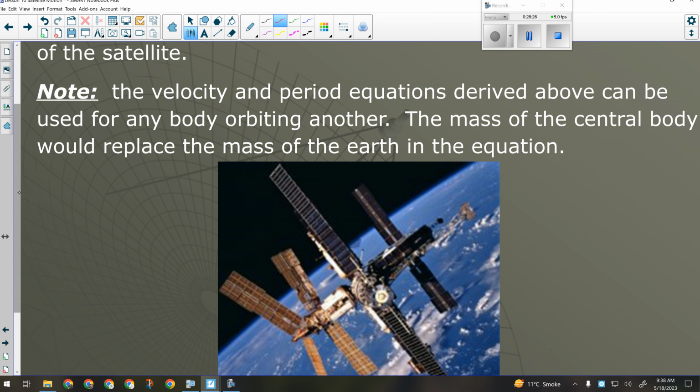Can they ever fly away? They could certainly fly away, yeah. I don't know that any have, but they could.